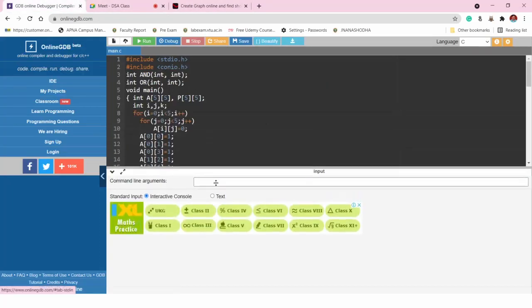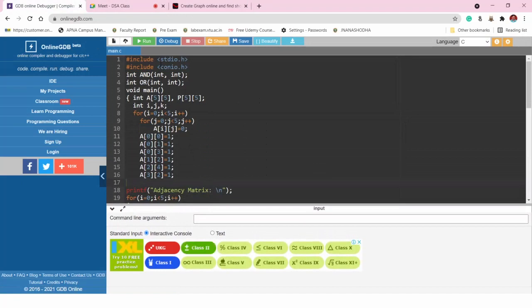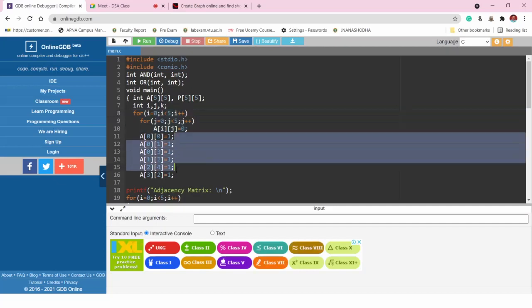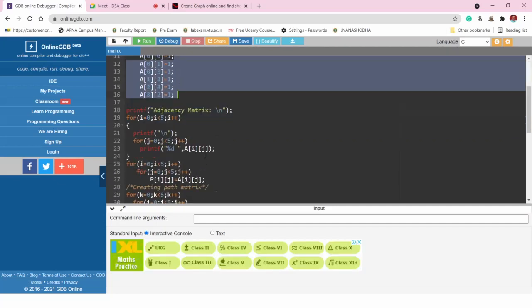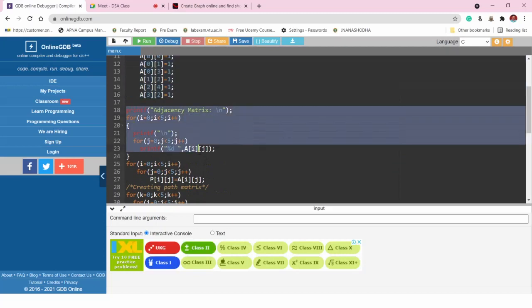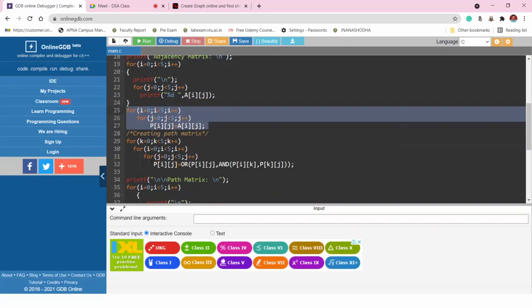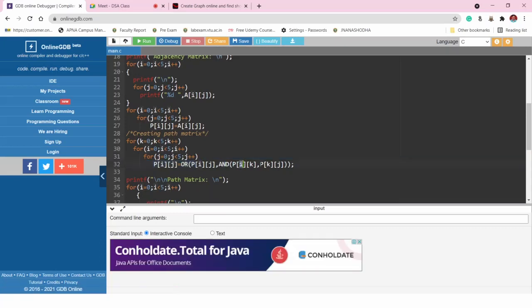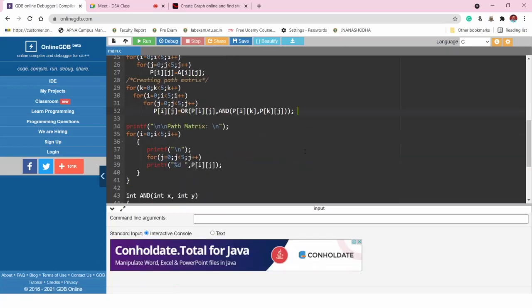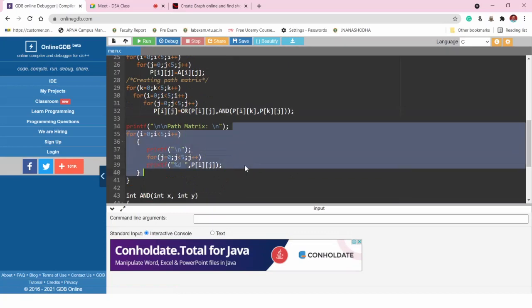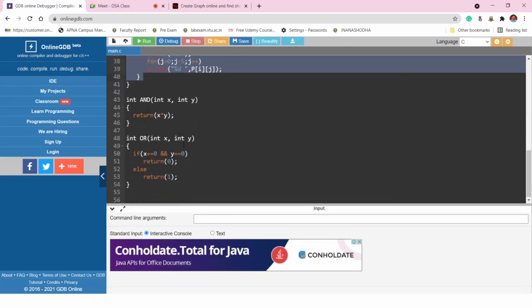The same program, whatever I have demonstrated, is there. You can see the AND operator function, and all these functions make the entries 0, and you are writing the adjacency matrix. Next, you are displaying the adjacency matrix here, and you are copying the adjacency matrix to the path matrix, and you are applying this formula: P of ij is equal to OR of P of ij and AND of P of ik and P of kj.